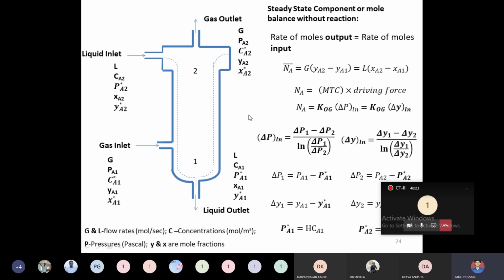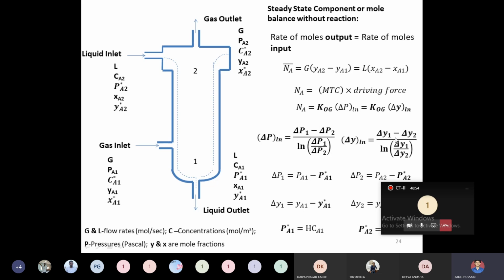Similarly, here also in the counter current operations like this absorption operation or a wetted wall tower operation, we have to write the mass transfer coefficient into the logarithmic mean of driving force. Whatever the driving force, whether it may be pressure gradient, concentration gradient, or a mole fraction gradient. So NA is equal to KOG into delta P LN. Delta P LN is defined in such a way that delta P1 minus delta P2 by ln delta P2 by delta P1.